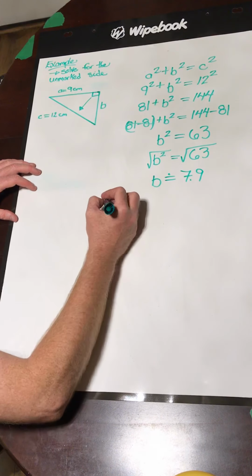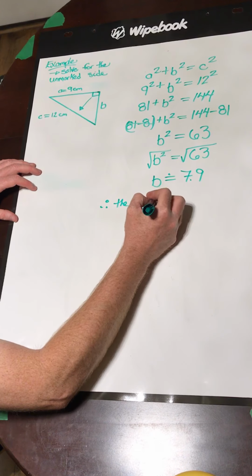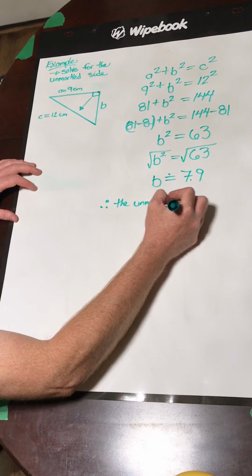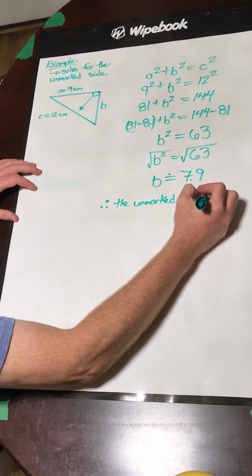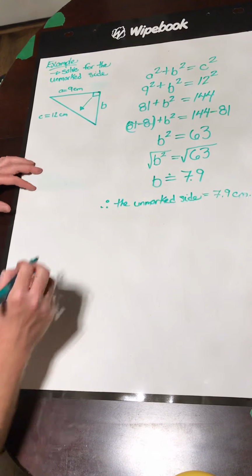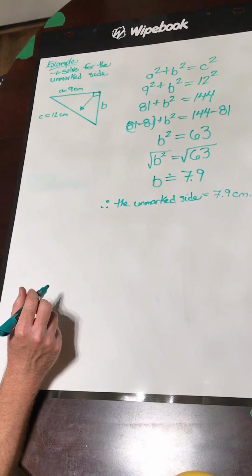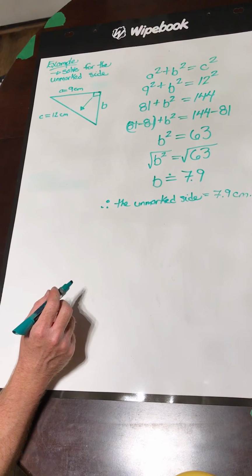Okay, so therefore the unmarked side equals 7.9 centimeters. So we see there that we can solve for any side of a right triangle using Pythagorean theorem.